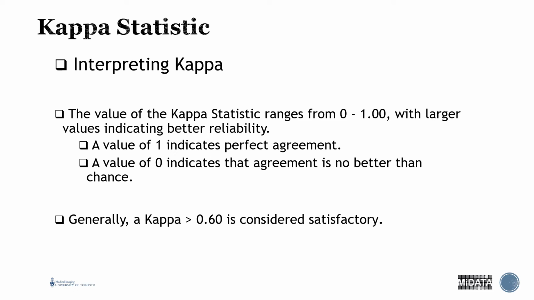So how do we interpret the Kappa? The value of the Kappa statistic ranges from 0 to 1. So once again, it's a scaled coefficient with larger values indicating better reliability. So kind of a no-brainer here. A value of 1 indicates perfect agreement. A value of 0 indicates that agreement is no better than chance. So generally, what's accepted is a Kappa of greater than 0.6 is considered satisfactory or okay.